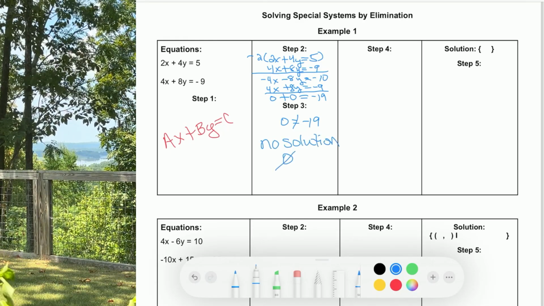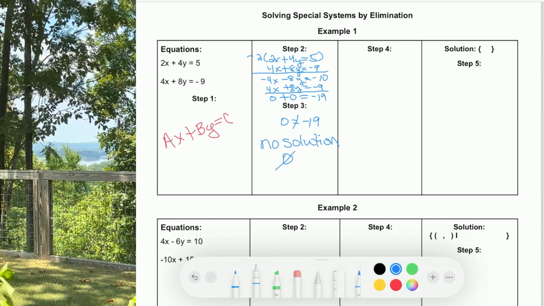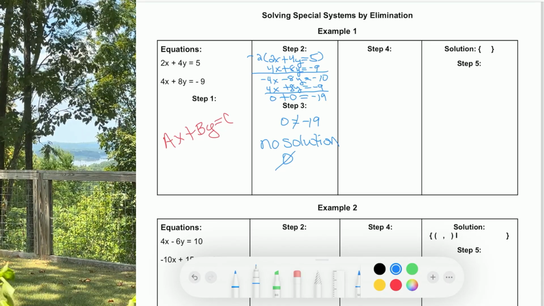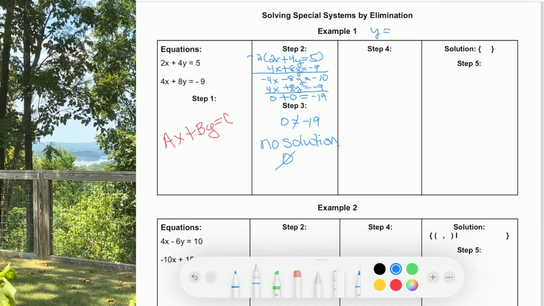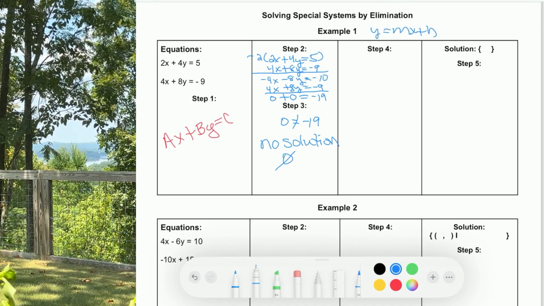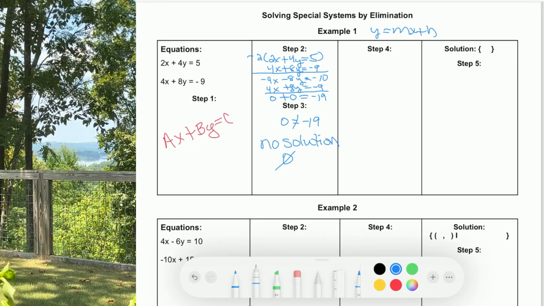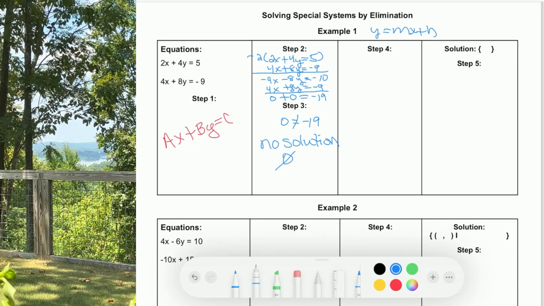But we want to check it. Remember, we want to verify that what we did was correct. So what I'm going to do is get both of my equations in my y, or my slope-intercept form, which is the y equals mx plus b. So we can compare our slopes and our starting points, our b's.